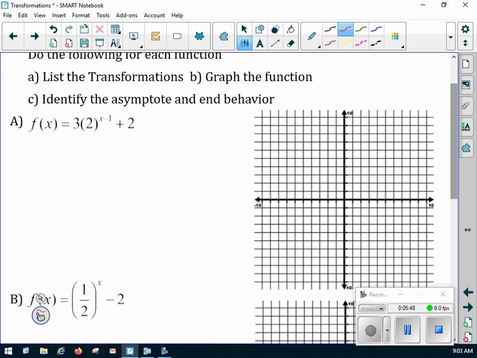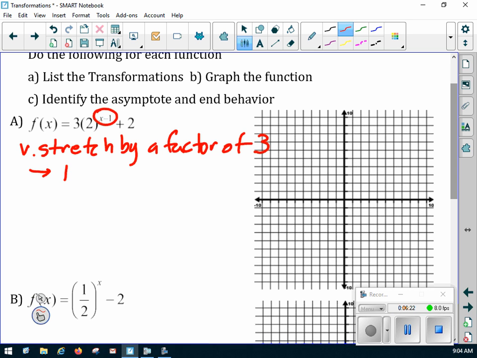So it's going to be 3 times. What are the transformations? What does this 3 do? Vertical stretch by a factor of 3, so you're going to write vertical stretch by a factor of 3. I can't read this. What does that say? X minus 1? What does that do? Right 1. What does that do? Up 2.